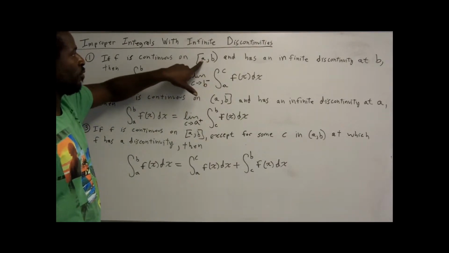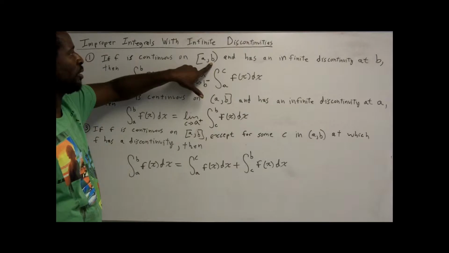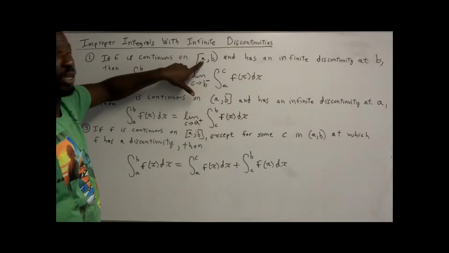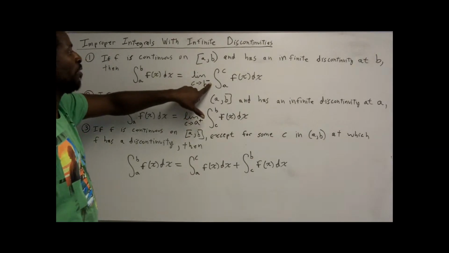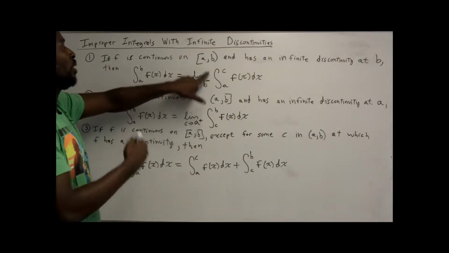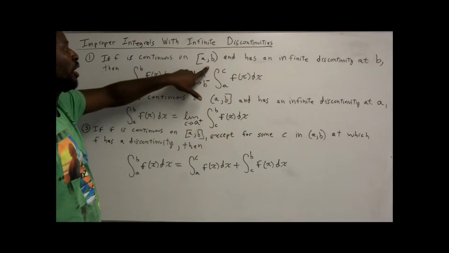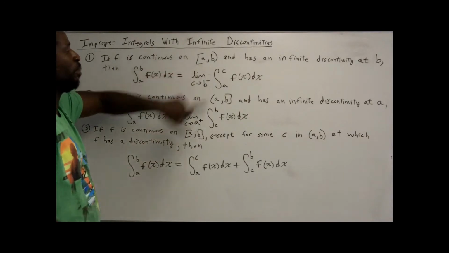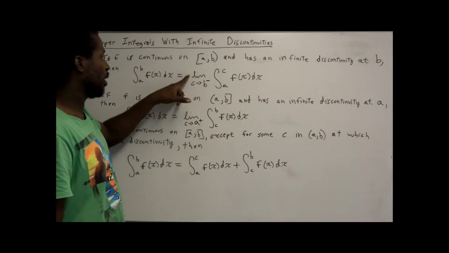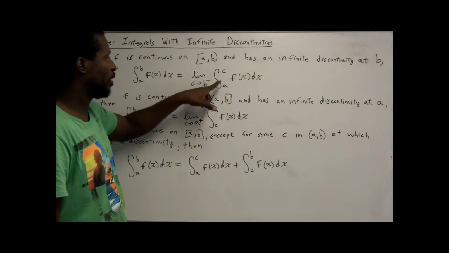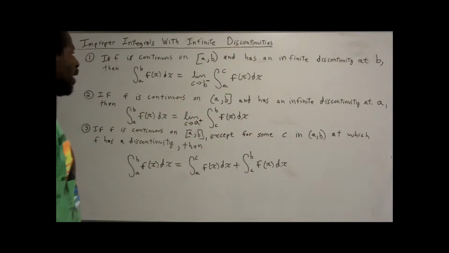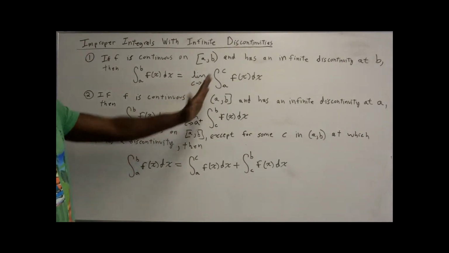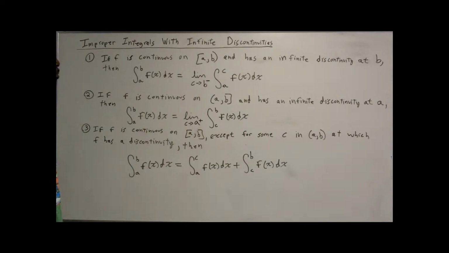So the interval from a to b is everything to the left of b and to the right of a. That's why we're approaching b from the left, because this function is continuous on the interval to the left of b. So we're taking the limit as c approaches b from the left of the integral from a to c of f of x dx. Basically, we're integrating all the way up to the vertical asymptote b.